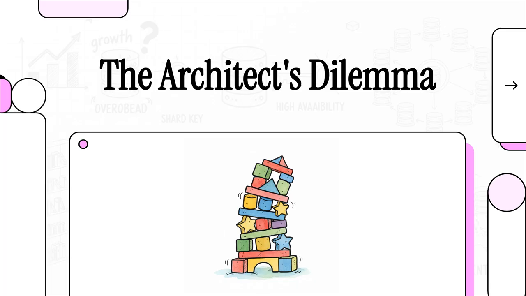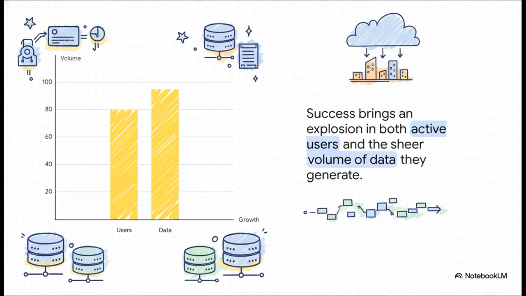Let's dive in. And this, right here, this is what that success looks like. As your app gets popular, you get this incredible explosion of both active users and just the sheer volume of data they're generating. We're talking e-commerce orders, social media posts, you name it. Your database is suddenly a very, very busy place.